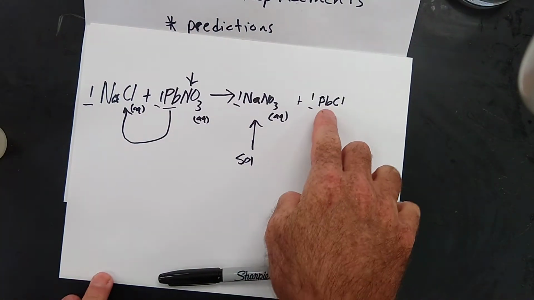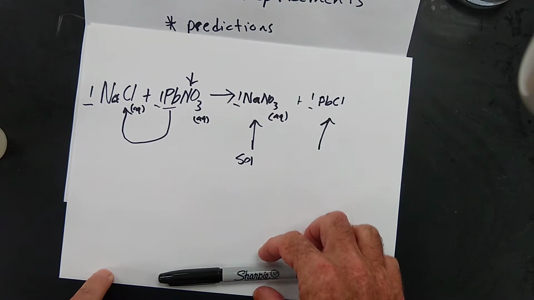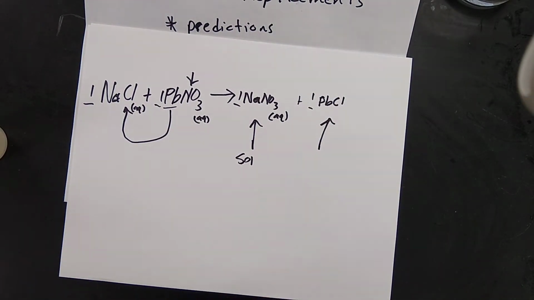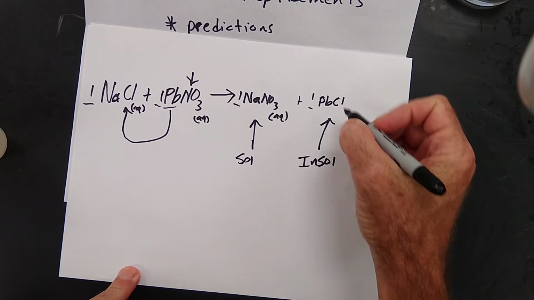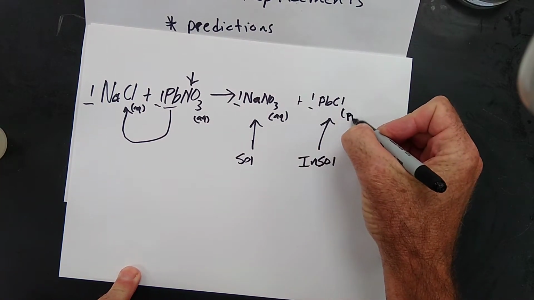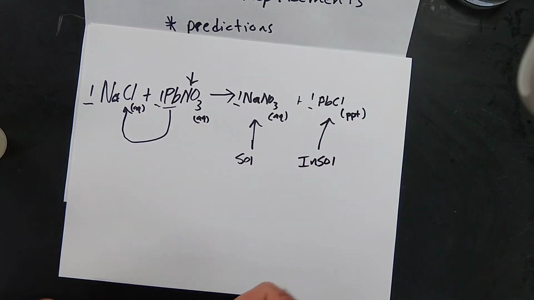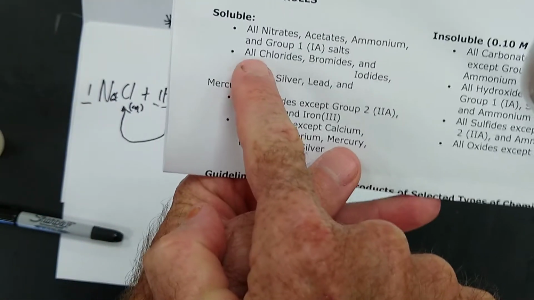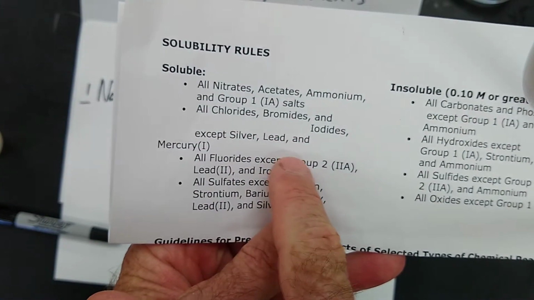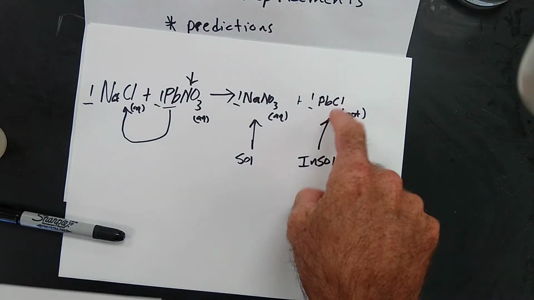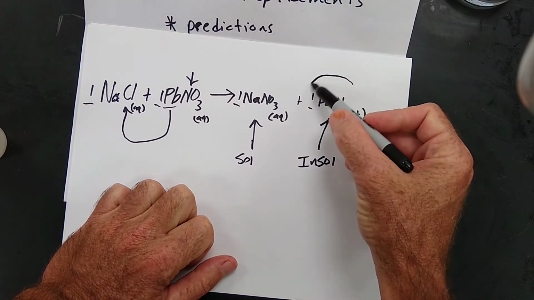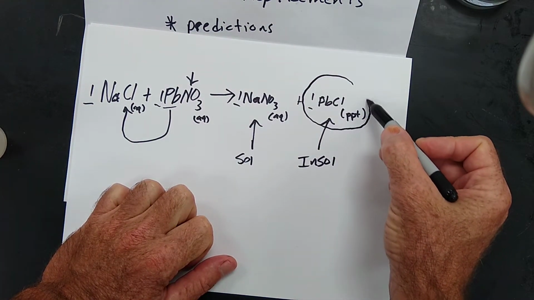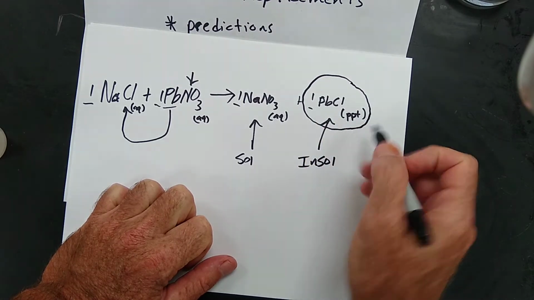Now look at lead chloride real quick. Is that soluble or insoluble? Insoluble. So we're going to label that PPT for precipitate. Let's look: all chlorides are soluble except lead. And there's lead, so that one's actually insoluble. So we circle the precipitate. I always have my students circle the precipitate, circle it and label it.